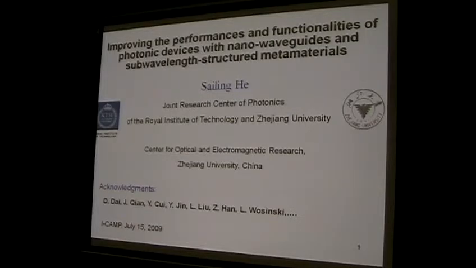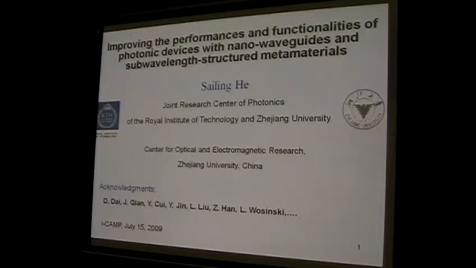and my second part will be on the metamaterial slow light. And again, for some of the applications for sensing or other device purposes. And my third part will be on the bio applications, biomedical application with these kinds of nanomaterials.